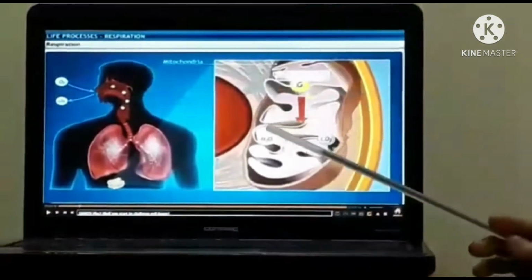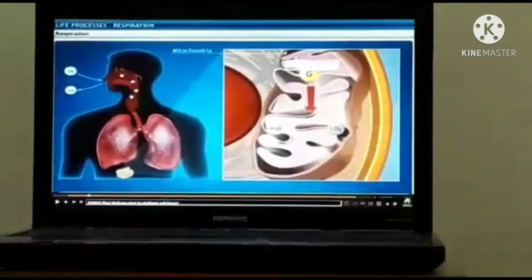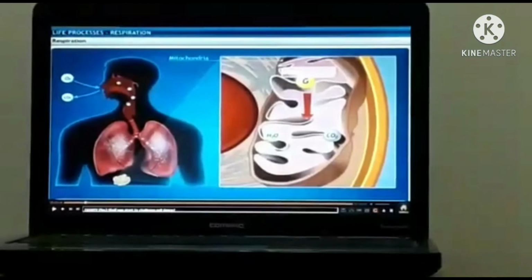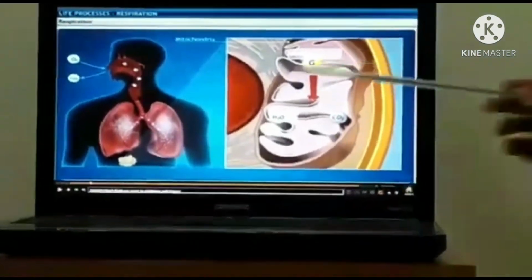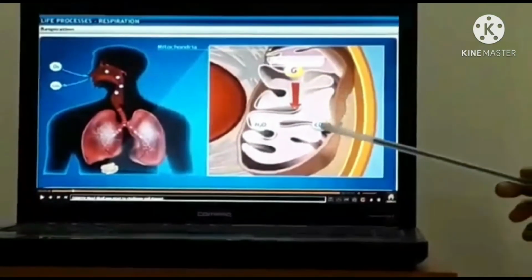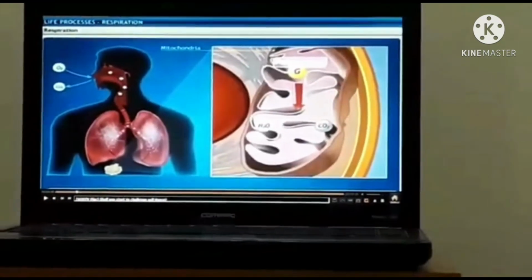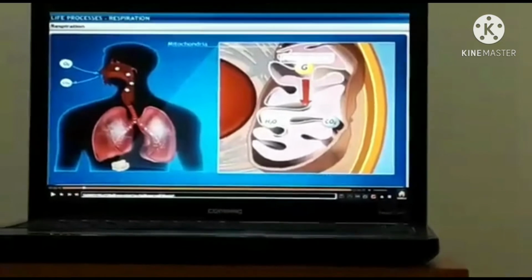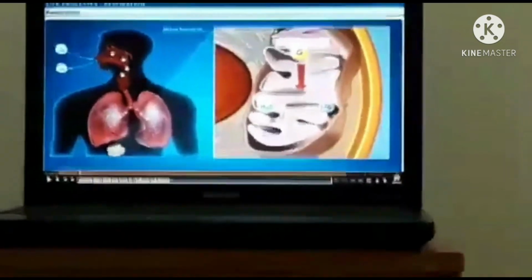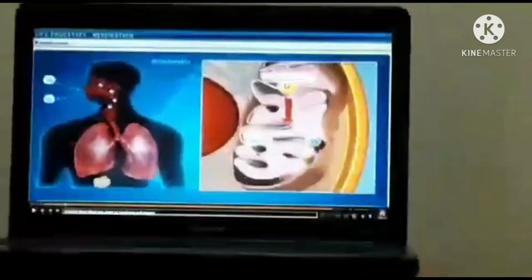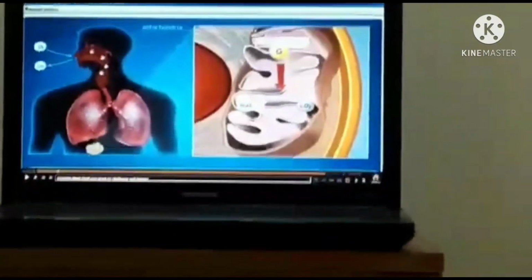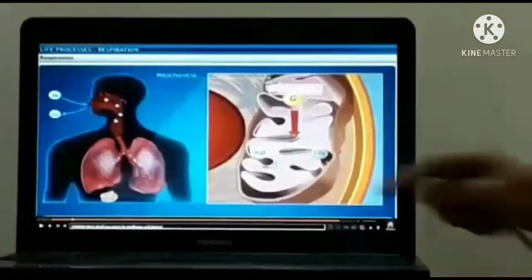Inhalation of oxygen and exhalation of carbon dioxide, that process we call breathing. And this oxygen is used for oxidation of glucose and liberation of energy. That metabolic process which results in the release of energy from the absorbed food is called respiration.